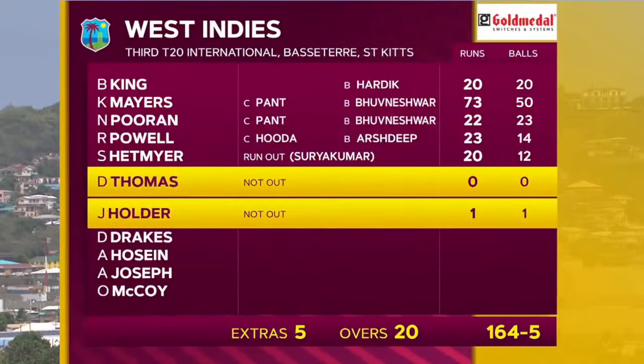And welcome back to continued coverage of this third T20 International, West Indies. Well, they were sent in by Rohit Sharma earlier today, and Brandon King and Kyle Mayers got them off to a good start, a partnership of 57. Then Nicholas Pooran himself started a good partnership with Kyle Mayers, a partnership of 50. And then Rovman Powell and Shimron Hetmyer just polished things off at the end to get them to a good total, a total of 164 from the allotment of 20.